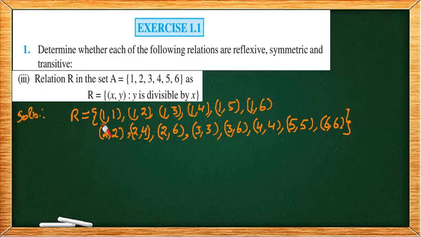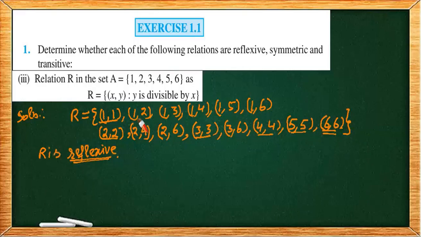Now you see (1,1), (2,2), (3,3), (4,4), (5,5), and (6,6) are there in set R. So every element is related to itself. Okay. You can say R is reflexive. It is a reflexive relation as every element is related to itself. 1 is related to 1, 2 is related to 2, and here 3 is related to 3, and 4 is related to 4, 5 is related to 5, 6 related to 6.